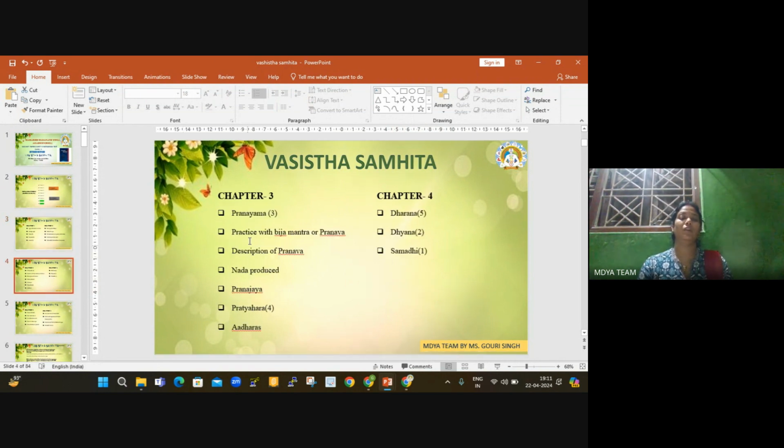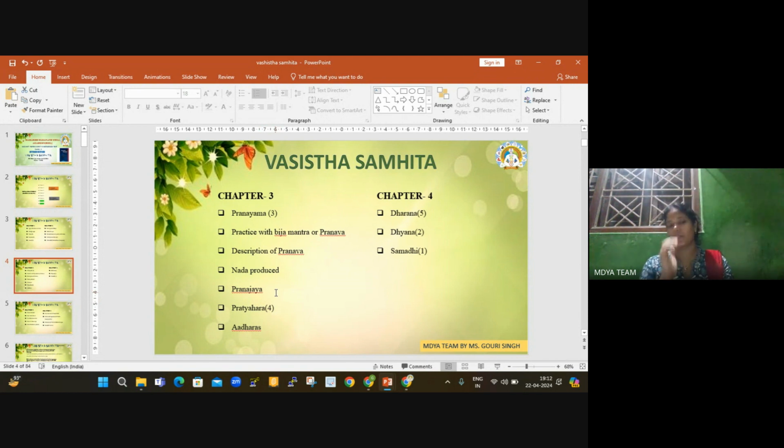Then in chapter 3, pranayama practices are given. There are 3 things: puraka, rechaka and kumbhaka. These are the stages of pranayama here. Then practice with the bija mantra, that is pranava, which means Om. How you need to practice with A, U and Ma is also described here in chapter 3. Then the description of pranava or Om is given here. The nada produced, like the conch sound and the bell sound, is also mentioned here. Then pranajaya, how we get victory over the prana, is also mentioned here.